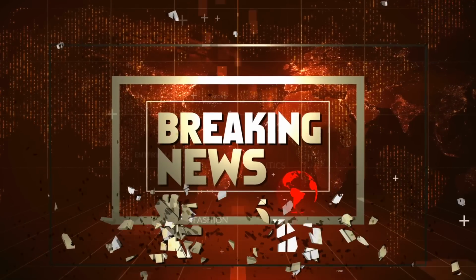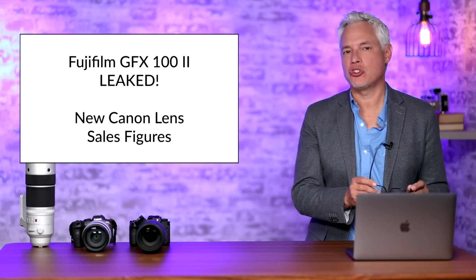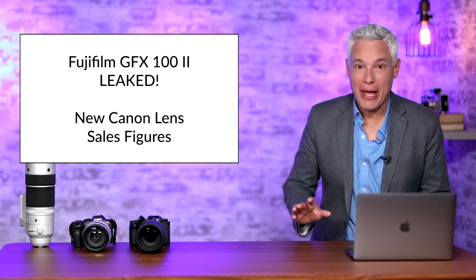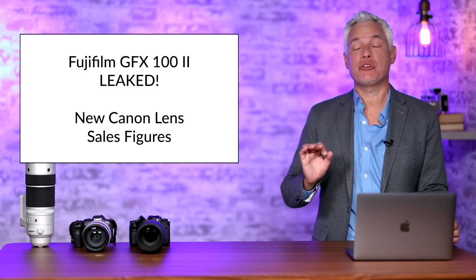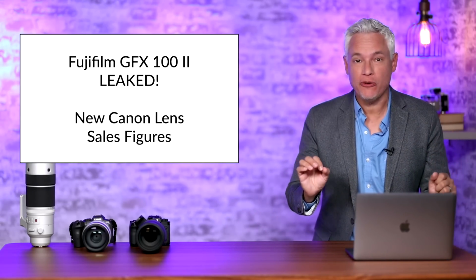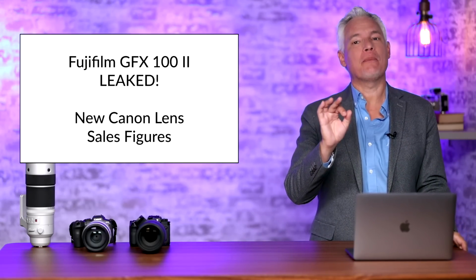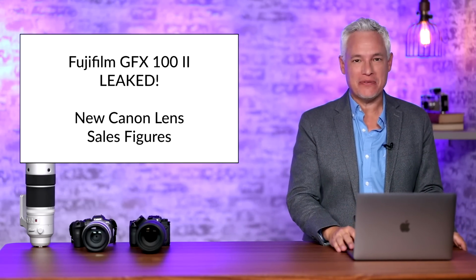Breaking news. The Fujifilm GFX100 Mark II has leaked. That is a medium format 100 megapixel camera that could cost $10,000. It's going to be the most powerful camera of the year. And we have a picture and all the specifications.